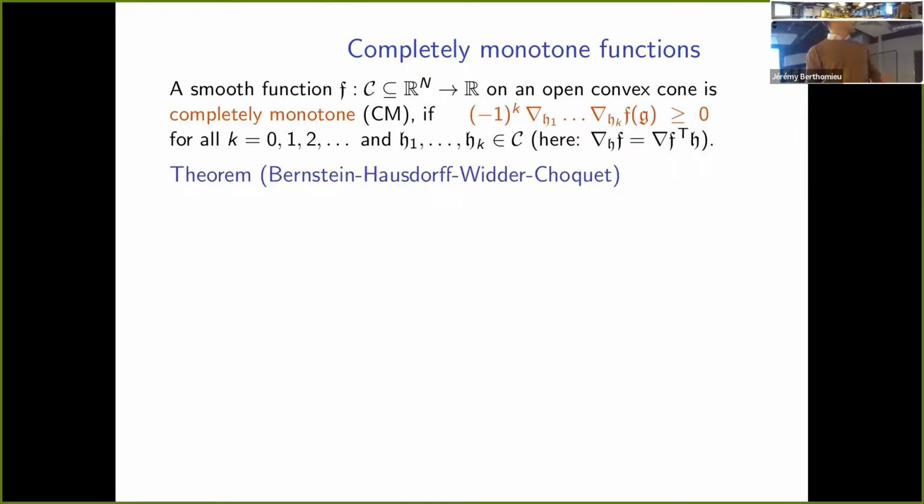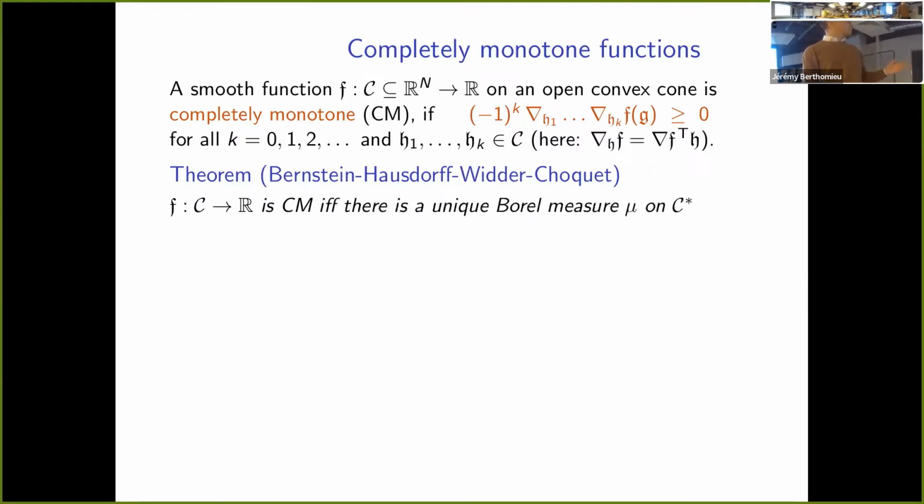And there is a beautiful characterization of such functions that is due to Bernstein in the univariate case, and then Choquet did a complete picture for the cones. Okay, a function f is completely monotone if and only if there exists a unique Borel measure mu that is supported on the dual cone to C, so that f admits the following integral representation. So it's a Laplace transform of the measure mu, where Laplace transform literally means this. We take the integral of the exponential of minus the dot product of theta and g and integrate against d mu theta.